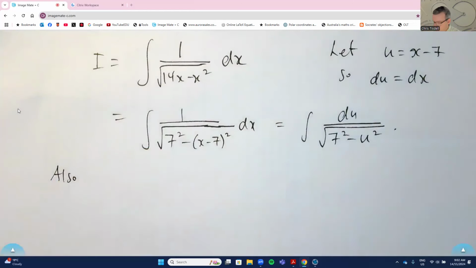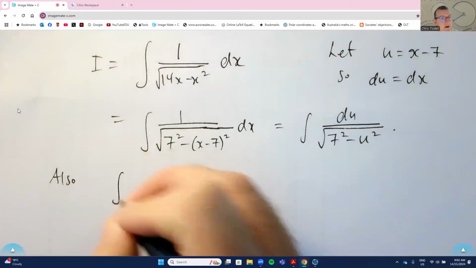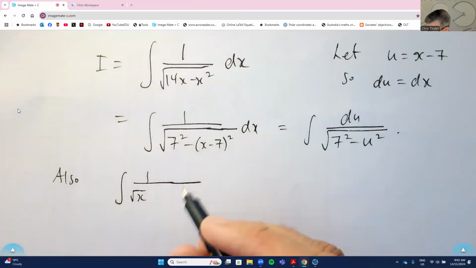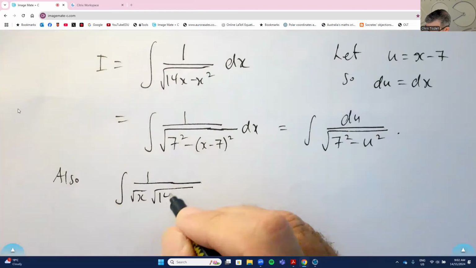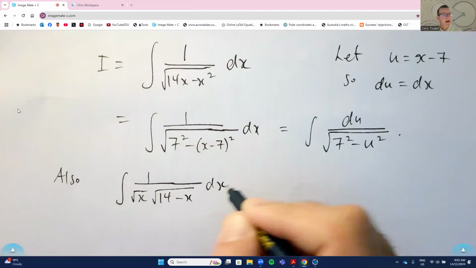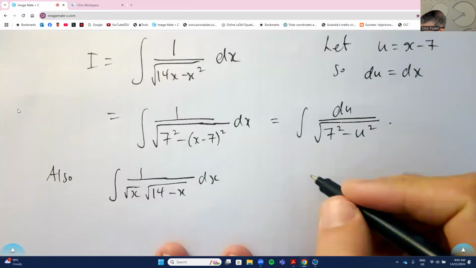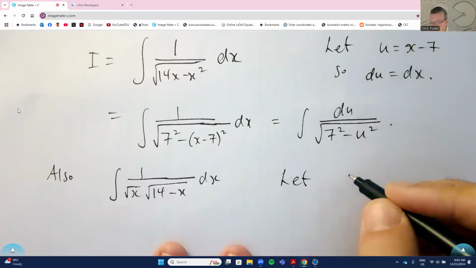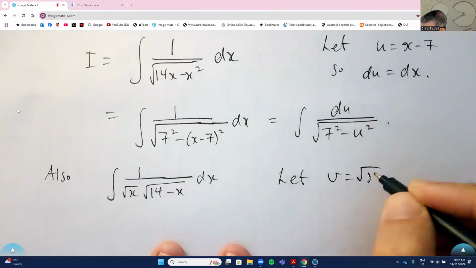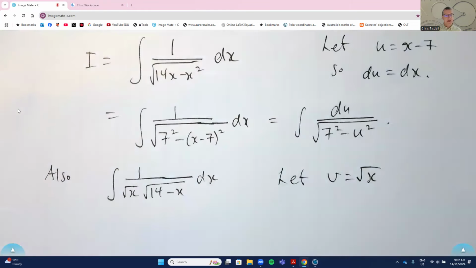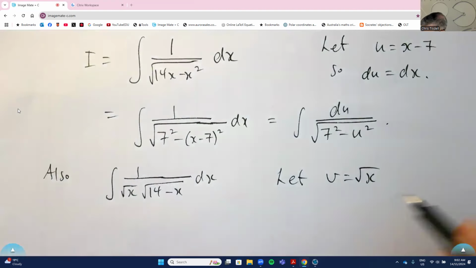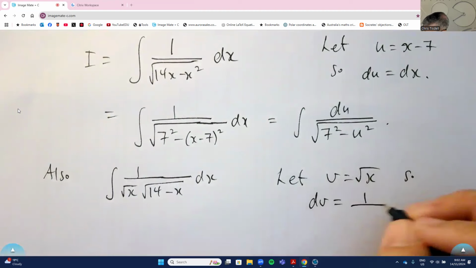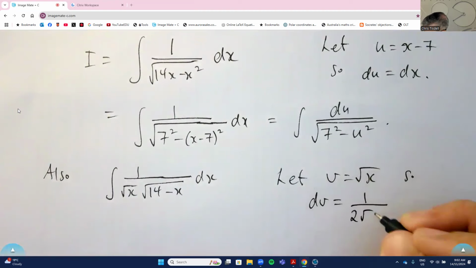So also, we've got this. And we're going to let v equal root x, and x is going to be non-negative here. If that is true, dv equals 1 on 2 root x dx.